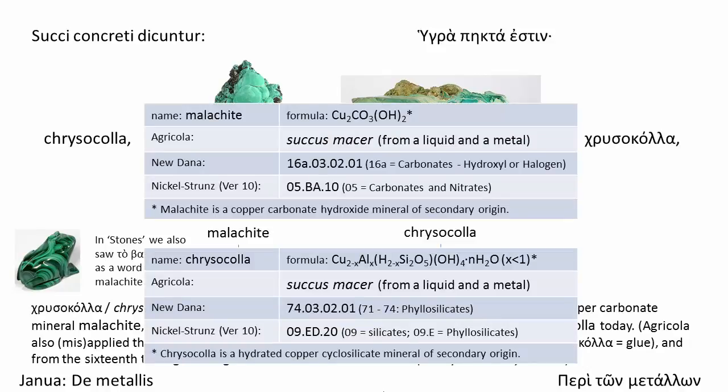Chrysocolla is a succus macer made from a liquid and a metal. It is green in color and again probably referred to the copper carbonate hydroxide mineral we call malachite, a carbonate without H2O, but it may have also meant the copper silicate, which is what chrysocolla means today.